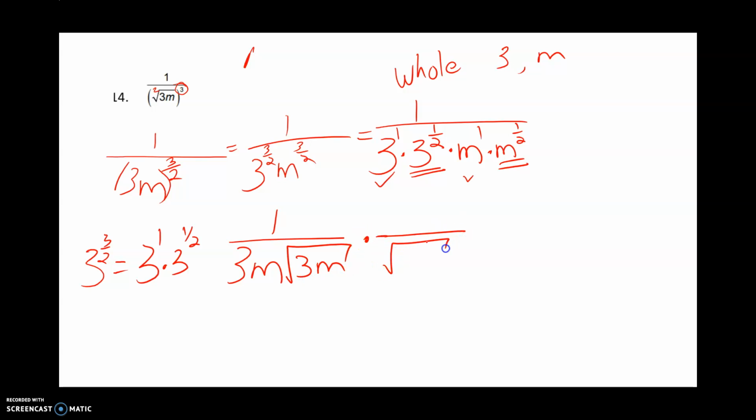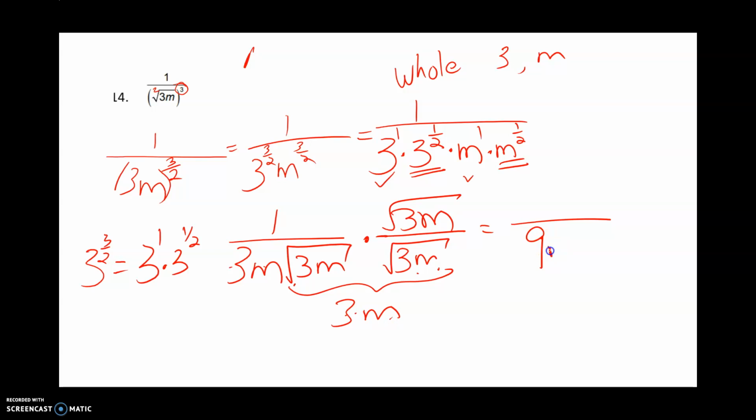Well, we always, when we're doing a square root, we multiply by this, don't we? Square root of 3m times the square root of 3m is 3m, isn't it? Which means in our denominator now we have 3 times 3 is 9, m times m is m squared. In my numerator, I have this.